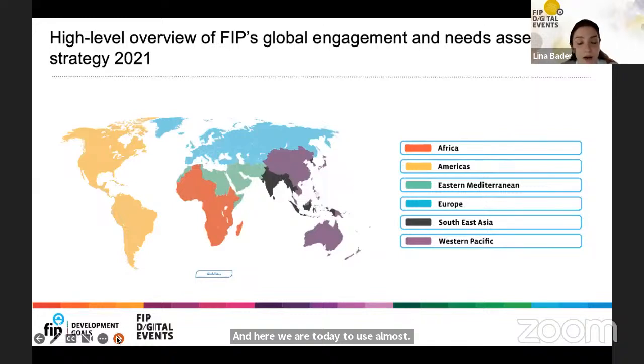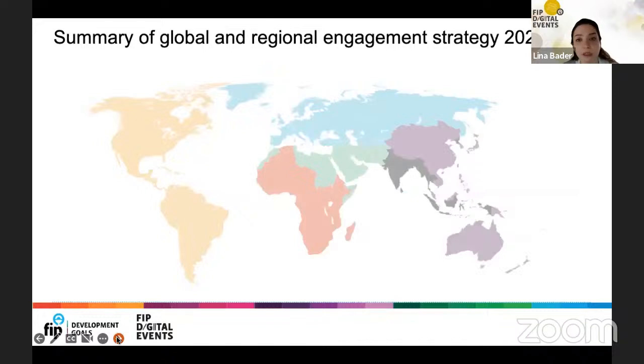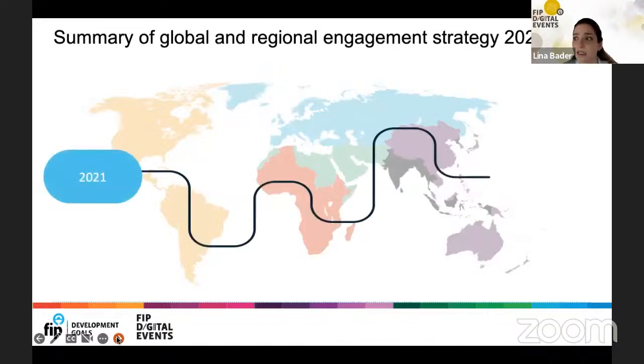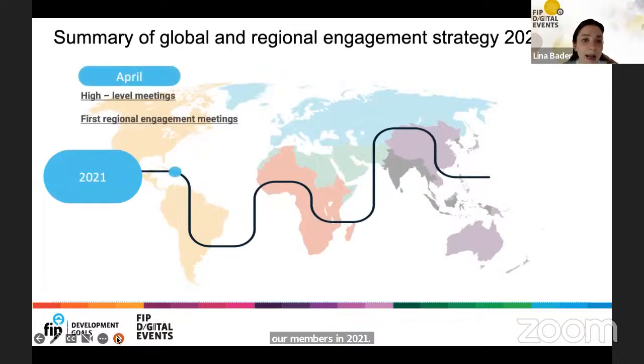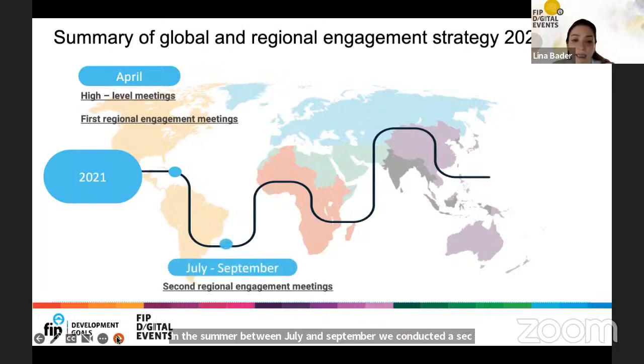We have conducted regional engagement strategy meetings and engagement interviews with our members in 2021. Starting in April with some high-level meetings, as well as the first set of regional engagement meetings that we delivered during COVID-19, but also right after the development goals. In the summer, between July and September, we conducted a second set of regional engagement meetings that built on the first ones and continued that roadmap and priority identification process for each of the 6 regions.